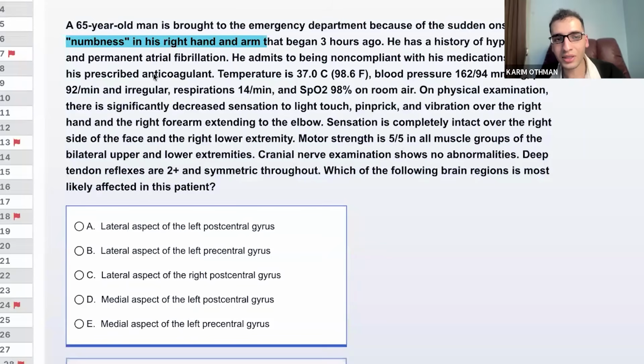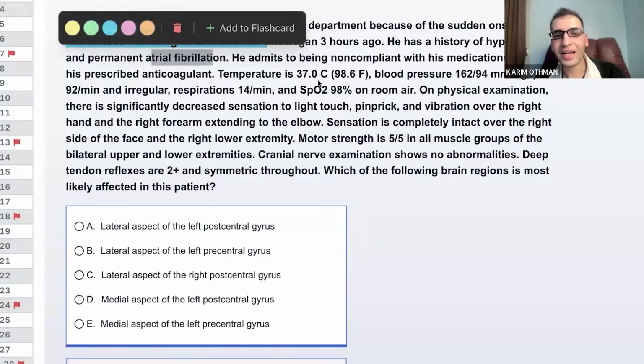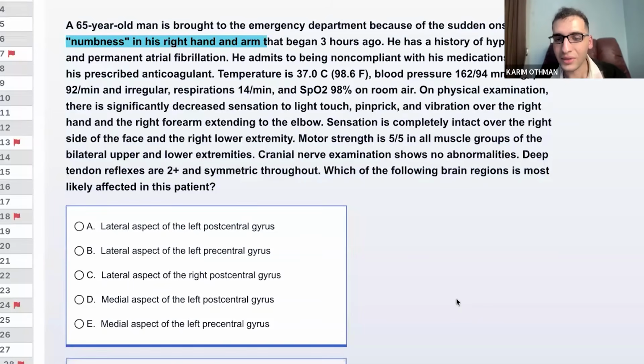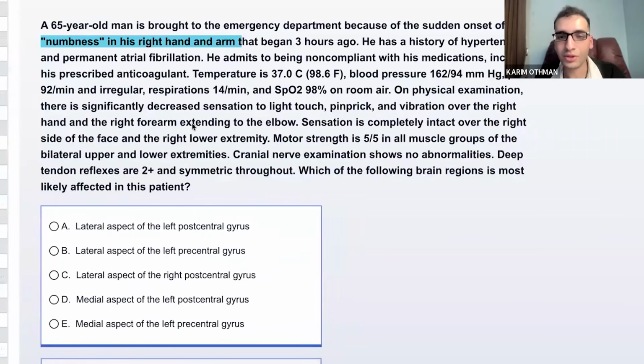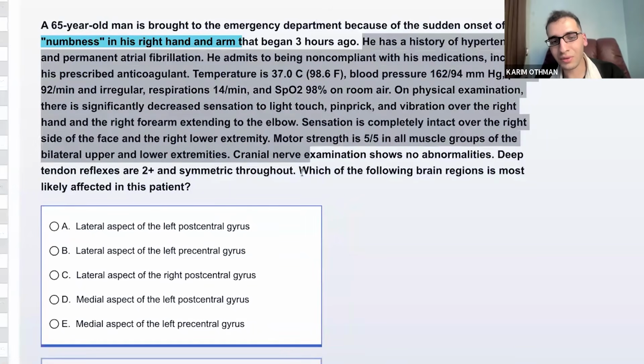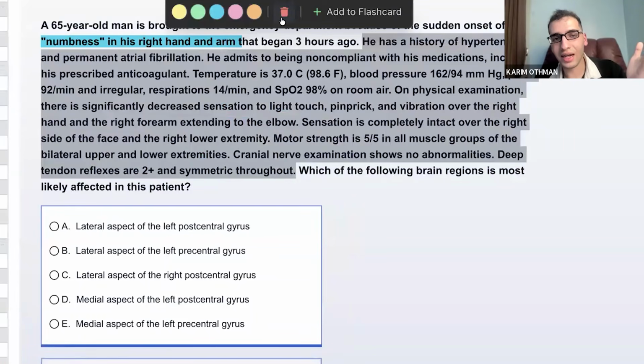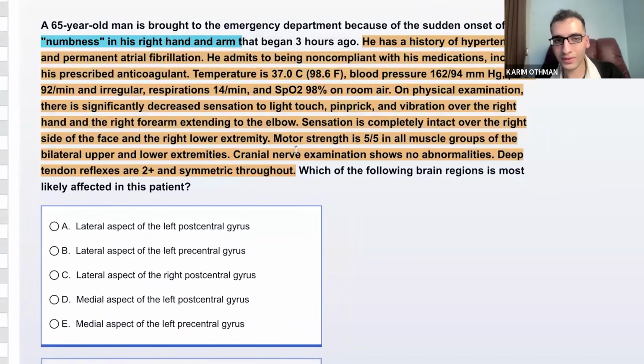He has a history of hypertension and permanent atrial fibrillation, and he admits to being non-compliant with his medications, including his prescribed anticoagulants. On physical exam, there is significantly decreased sensation to light touch, pinprick, and vibration over the right hand and right forearm extending to the elbow. Sensation is completely intact over the right side of the face and the right lower extremity. Motor is fine, everything is fine. Can you see all of this is useless? We didn't really use any of that. Literally, you can just delete this and it wouldn't affect the answer because we already know the problem.